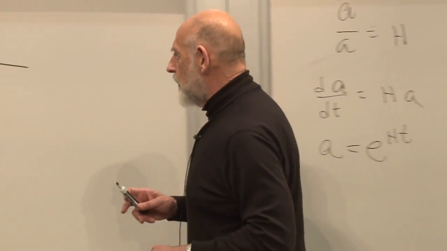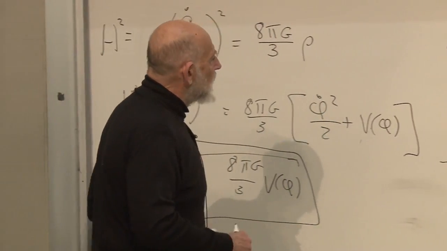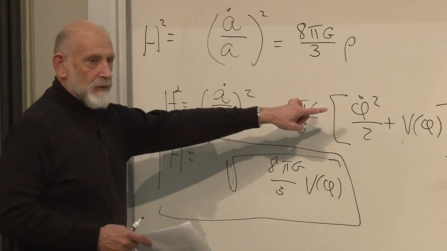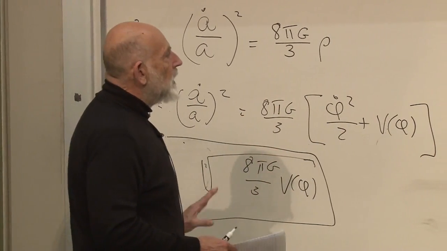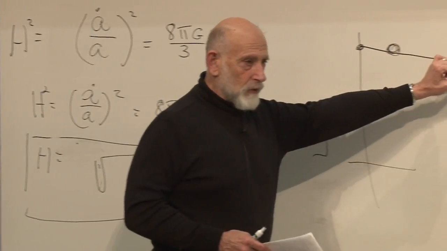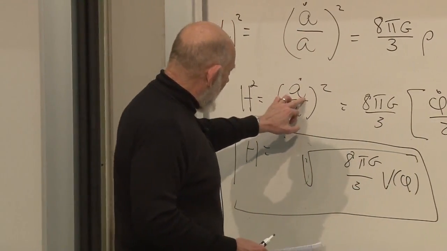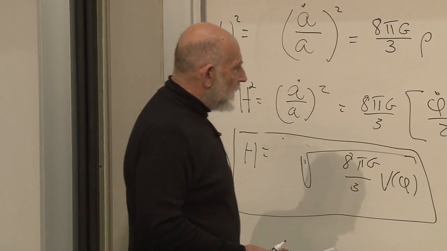Because it's moving slowly, the potential energy stays more or less constant, and it's the potential energy which is driving the expansion of the universe. It's the derivative of the potential which is driving phi to move. But it's the potential energy itself which is driving A to accelerate. So they're quite different things. Right.